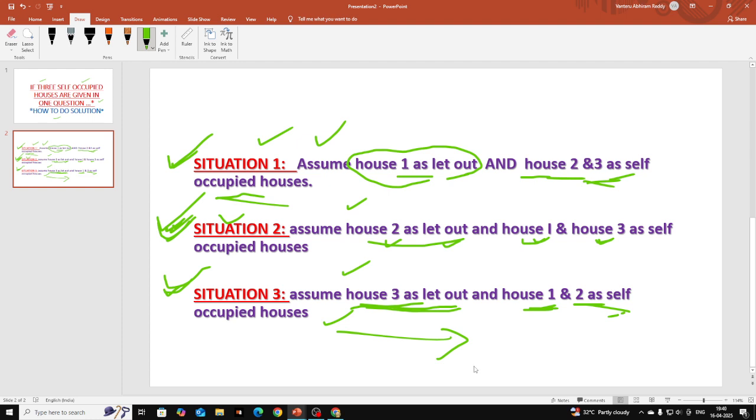So I just now explained, if situation 3 net income is less, the assessee will assume house 3 as let out and house 1 and house 2 as self-occupied houses. Hope this is clear for everyone.